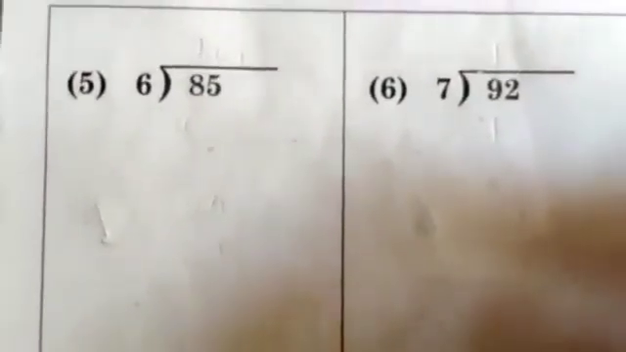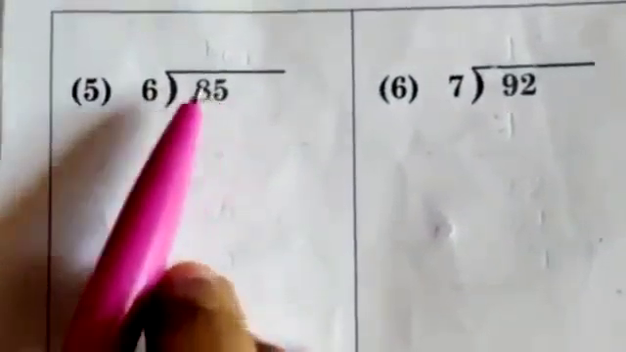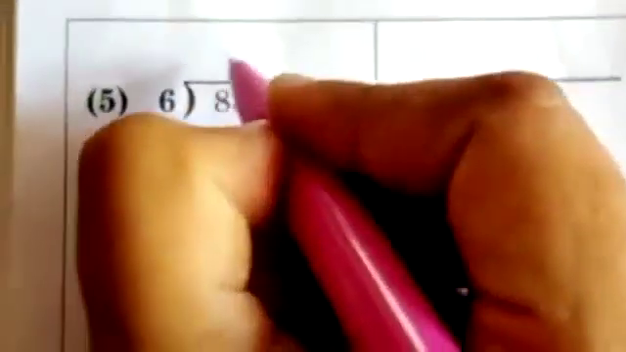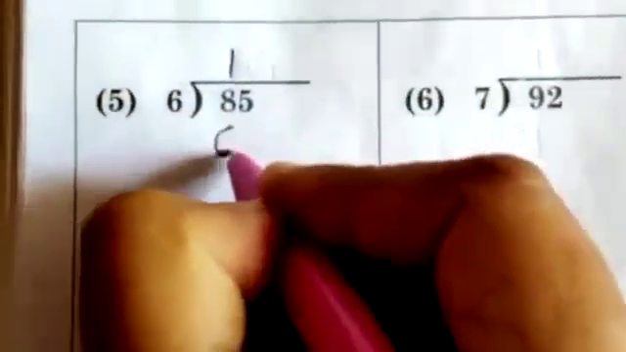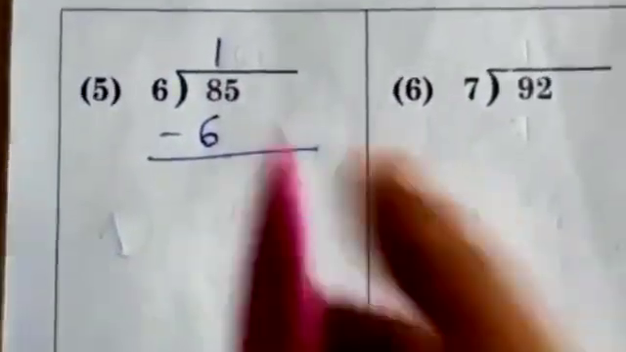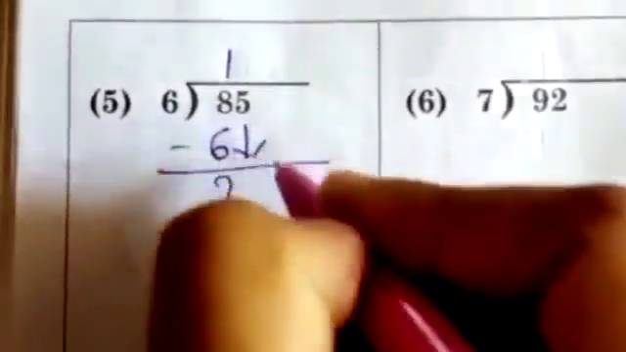Now students, look at the fifth one. Fifth one, it is 85 divided by 6. Now first number is 8. So 8 is greater than 6. Yes. So we will take 6 ones are 6. So 8 minus 6, that is 2. So this 5 will come down.